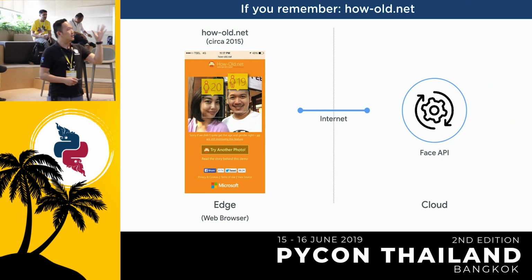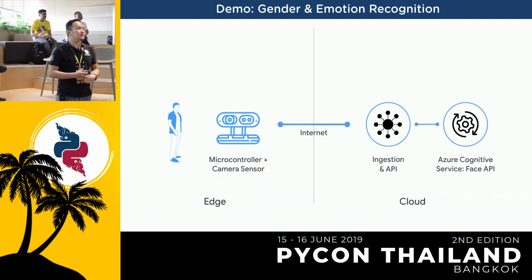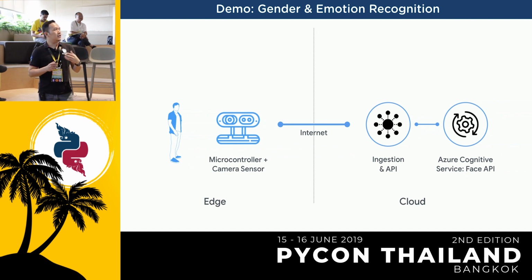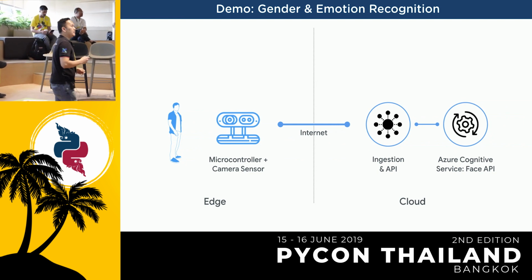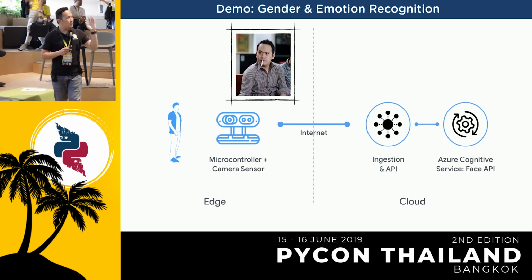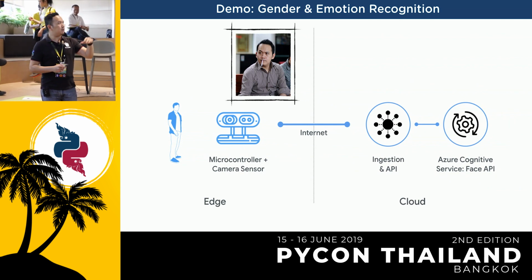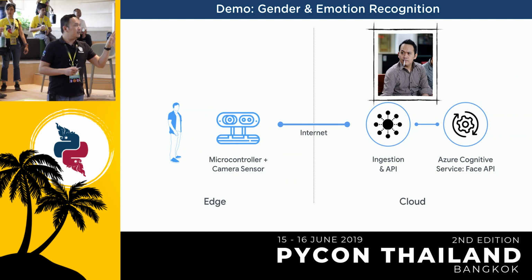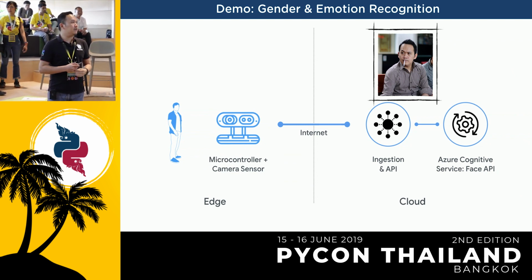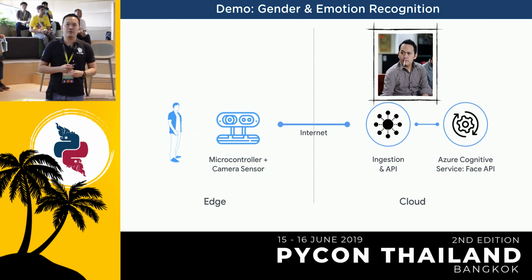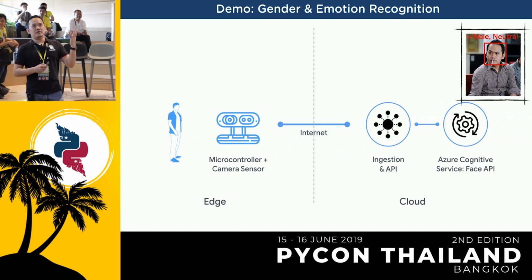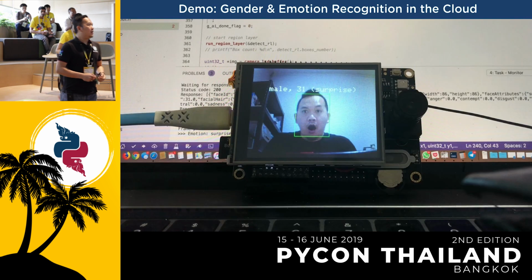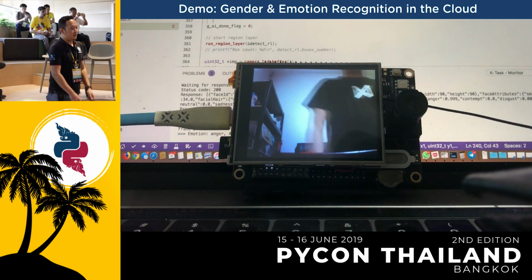But currently, they are already doing the inference on the browser itself. Okay, let's see some demo. Let's say I want to use a microcontroller and a camera to do gender and emotion recognition. But for now, I use cloud-powered recognition. The camera will take the photo and upload it to the cloud. There's an API there, what we call the Face API, which is one of the Microsoft Azure Cognitive Services. And we get the prediction: male, neutral, gender, and emotion.